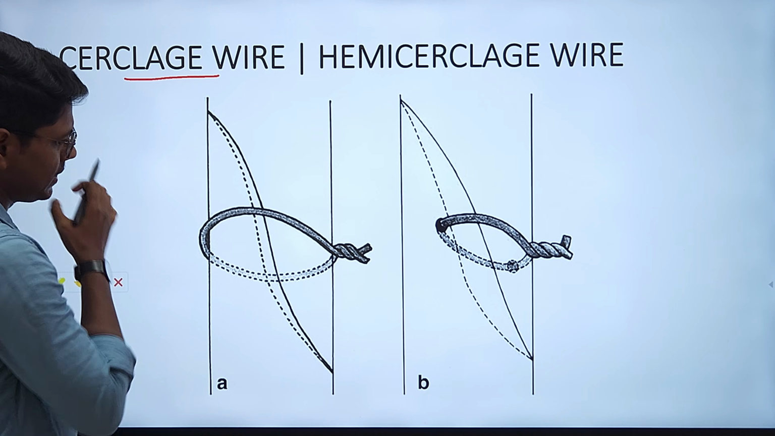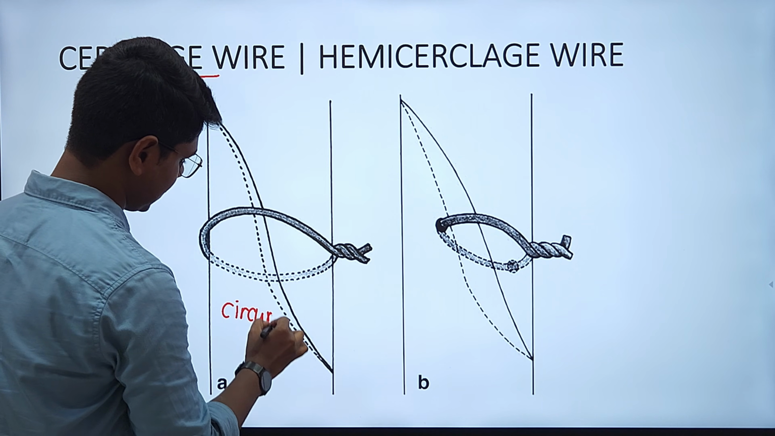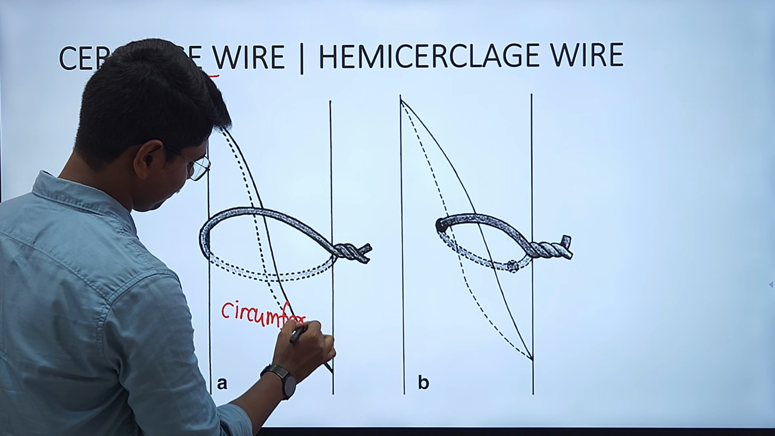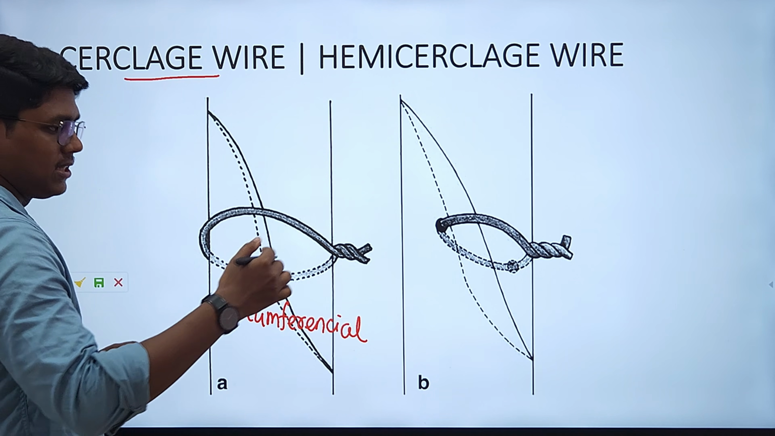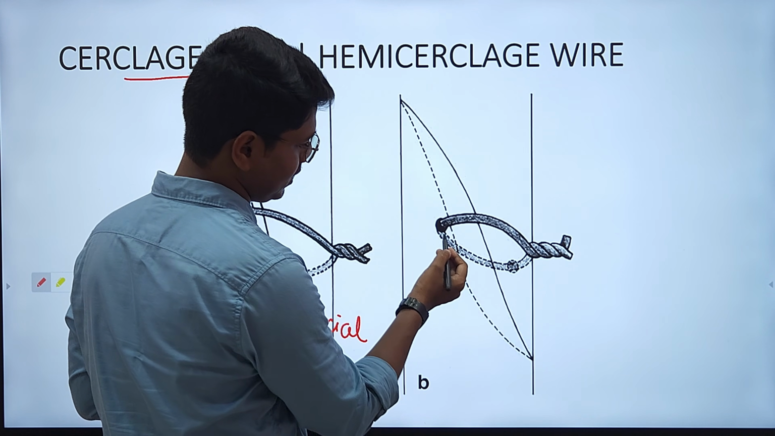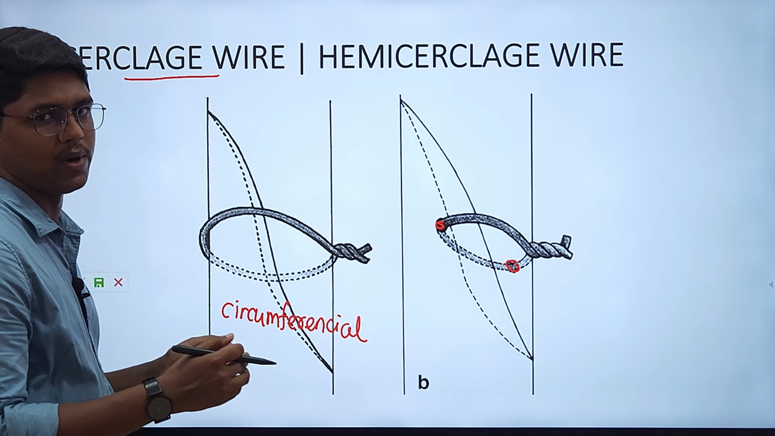Cerclage wire means when the wire is used circumferentially around the bone. Okay, circumferential. But when it is used in pre-drilled holes, here pre-drilled holes, then it is hemicerclage wiring. Okay.